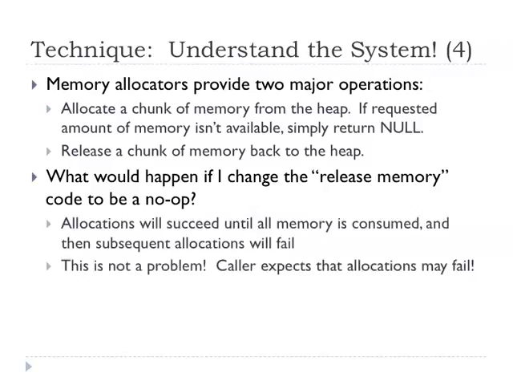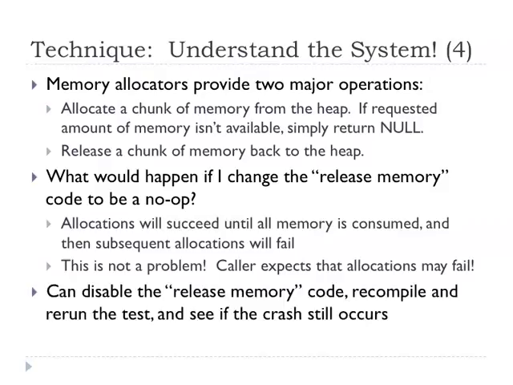So it says here, yeah, we can do this. The caller can or should be written in a way such that it expects that allocations could fail. So although this is a terrible allocator, you would never want to use this in real life, it gives you an idea of how you might be able to approach allocator bugs. You disable the deallocate part of your allocator. Rerun your tests. If you have a crash still, what have you learned?